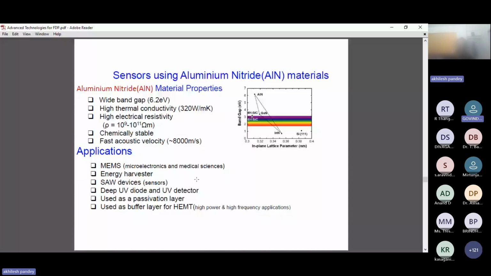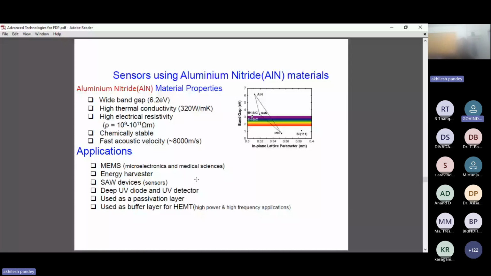Now, coming to aluminum nitride, its piezoelectric coefficient is around 10 to 11, but it is a very stable material. Its thermal conductivity is very high, its electrical resistivity is very high, and it is chemically stable. Its acoustic velocity is also very high, so it can be used in MEMS-based devices.